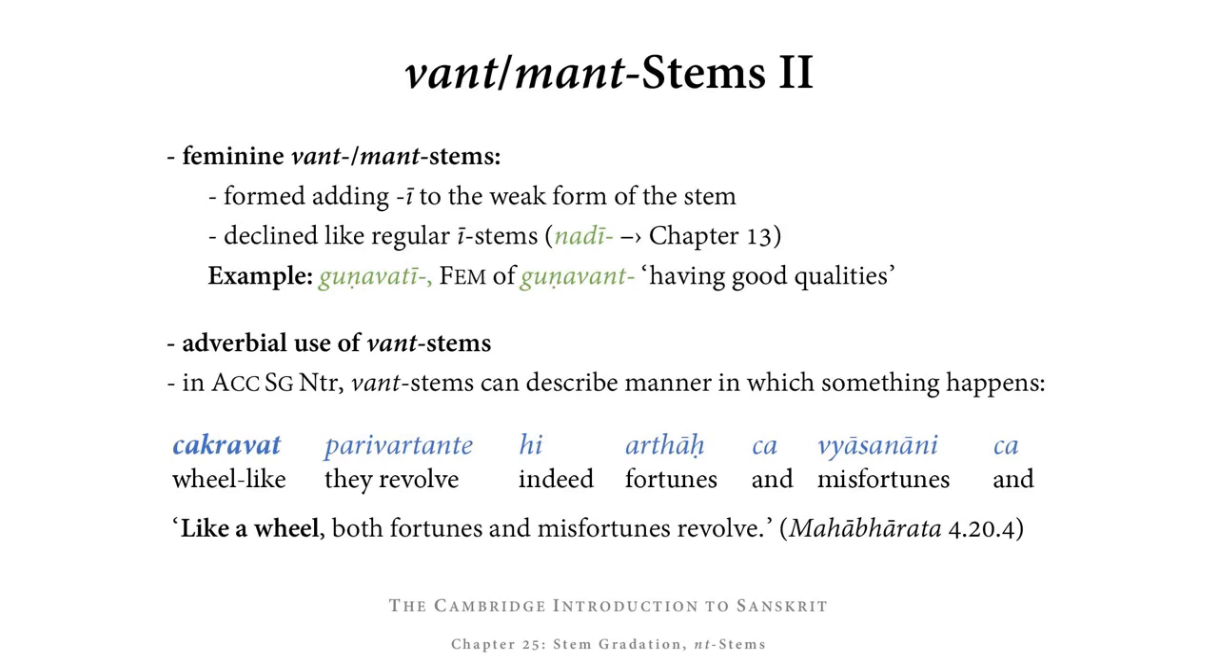Want stems, specifically, not month stems, but want stems, can be used adverbially. And what is happening there is as follows. In the accusative singular neuter, so ending in wat, want stems can describe the manner in which something happens. So, for example, chakrawat would be chakra, wheel, wat, like, or like a wheel. Parivartante hi artach cha vyasanani cha. Like a wheel, the artach cha vyasanani cha, the fortunes and misfortunes, parivartante, revolve, which is a quote from the Mahabharata.